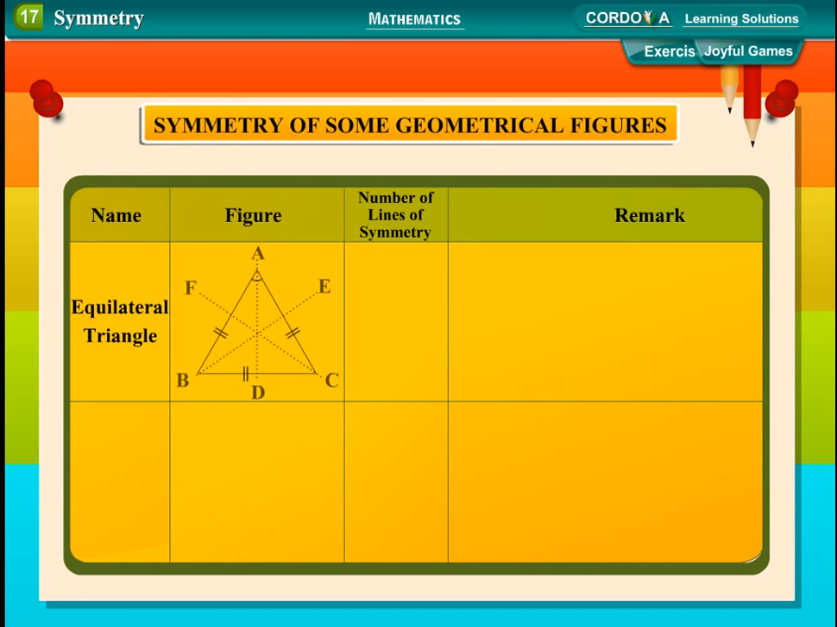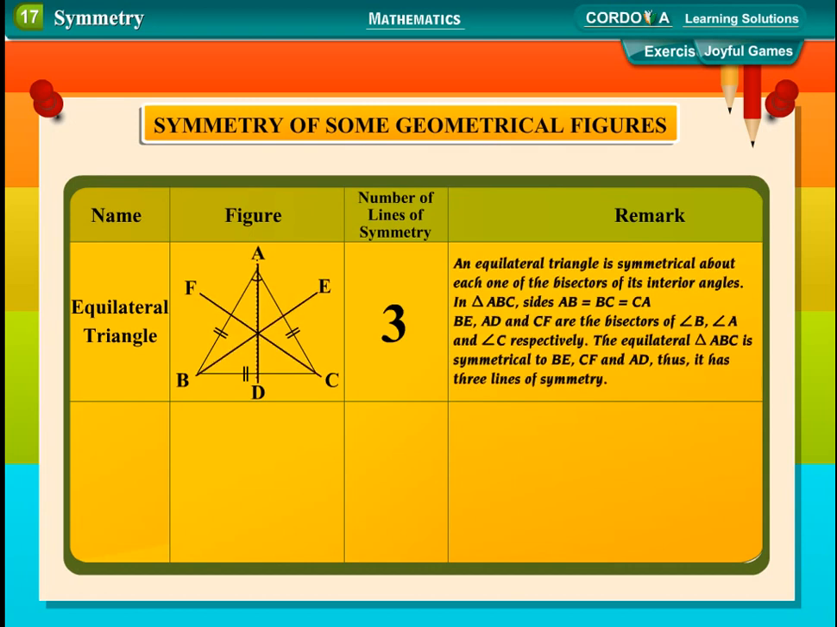Equilateral triangle. An equilateral triangle is symmetrical about each one of the bisectors of its interior angles. In triangle ABC, sides AB equal to BC equal to CA, BE, AD, and CF are the bisectors of angle B, angle A, and angle C respectively. The equilateral triangle ABC is symmetrical about BE, CF, and AD. Thus, it has 3 lines of symmetry.